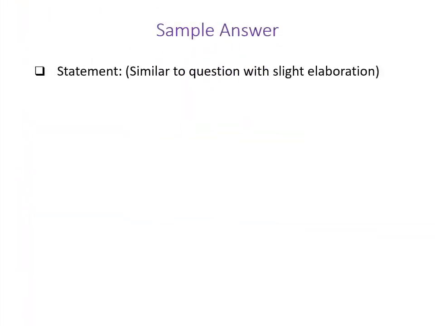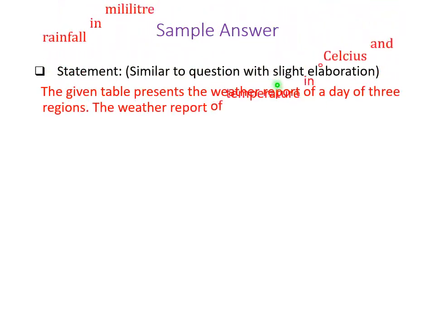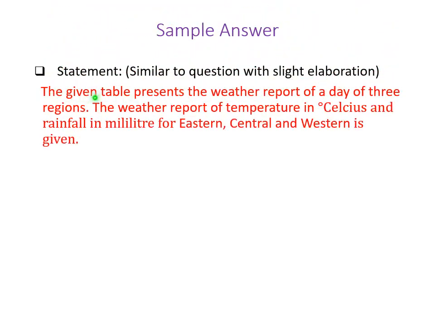Now the sample answer. I told you, start with the statement. The statement is similar to the question with slight elaboration. For example, you can say, the given table presents the weather report of a day of 3 regions. The weather report of temperature in degrees Celsius and rainfall in milliliter for eastern, central, and western region is given. So this is the statement in 2 sentences.